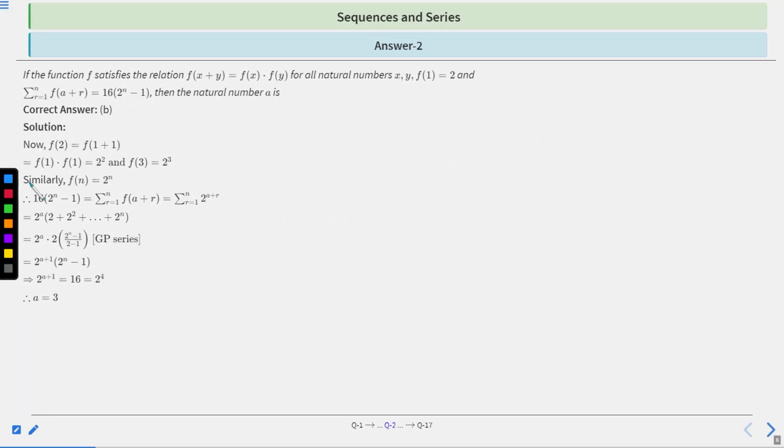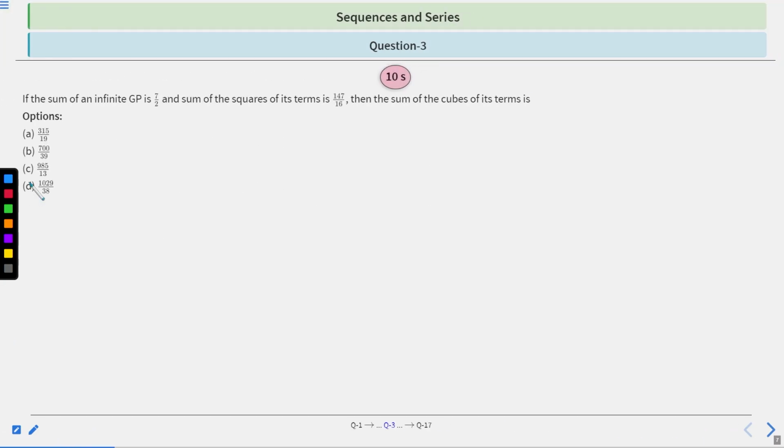Now let's move to the next question, question number 3. It says that if the sum of an infinite GP is 7 by 2 and the sum of the squares of its terms is 147 by 16, then the sum of the cubes of its terms is. Let's move to the solution part.